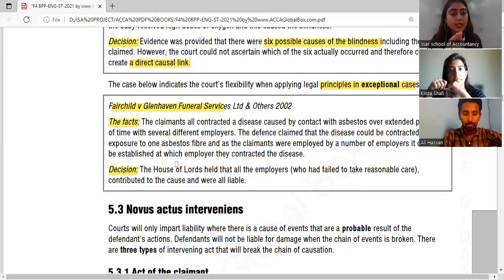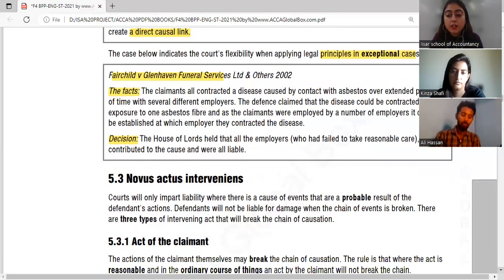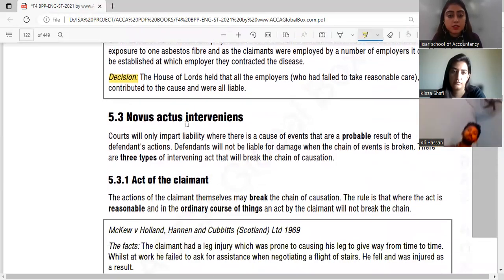Now what was it here? Here too, there are multiple causes for that particular breach of duty of care. But what is the court saying? The court is saying all the employers will be held responsible. All of them were liable. All of them contributed to the cause. So it varies from case to case. The judges look at the case, investigate it, and use the best of their intelligence, fair, just, and reasonable, to either declare a punishment or to let the person go.